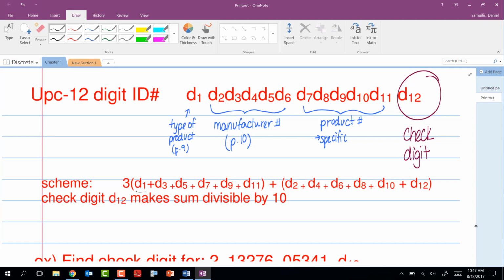The scheme is 3 times the sum of the odd placed digits, not the odd digits, the digits in the odd positions: D1, D3, D5, D7, D9, D11, those added together, plus just the even digits added together, 1 times that. So no weight on that one. And D12 makes the sum divisible by 10.